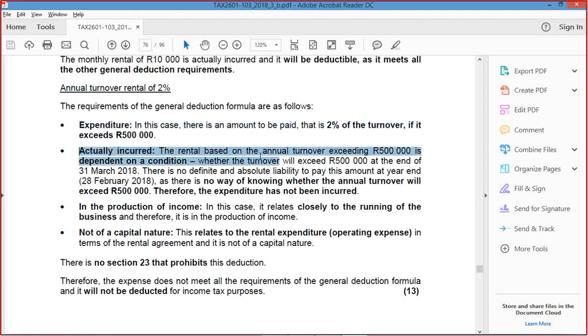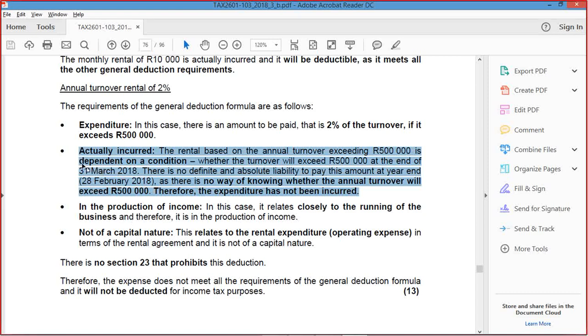Actually incurred. Was it actually incurred? No. Why not? Because it didn't exceed 500,000. Yes, sir. You see that? So incurred means when you're actually required to pay it. Yes, sir. And you're not required to pay it because it didn't meet the 500,000 limitation. Right, so that kind of falls flat looking at the first one. Right, you don't actually have to go through the next steps, but you can if you want to.